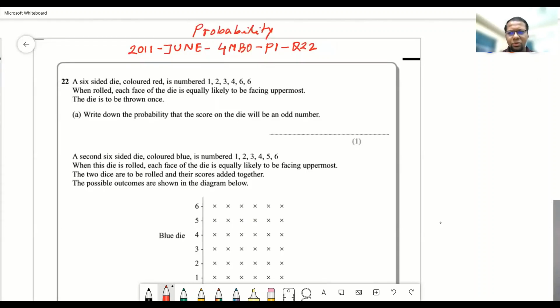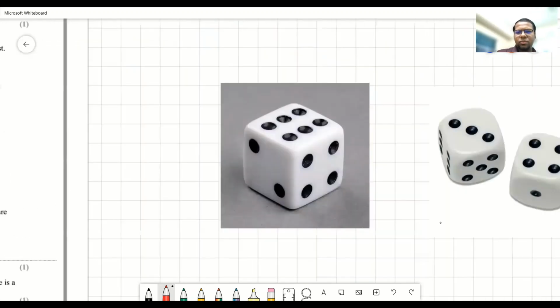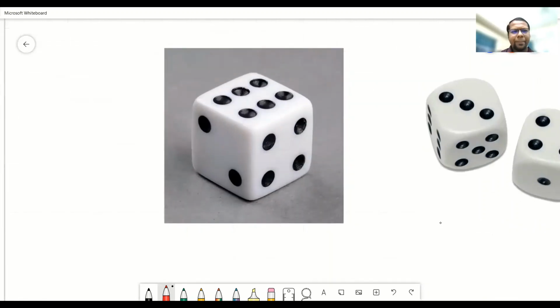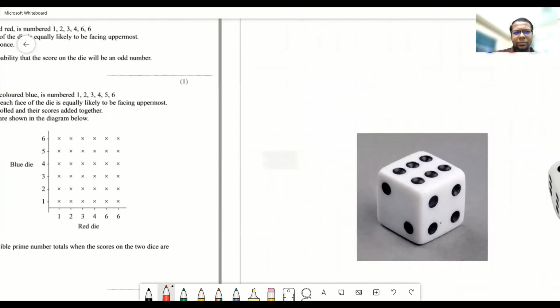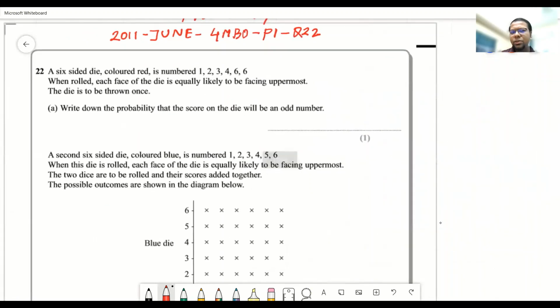Now everybody knows about a die, but still let me show it to you. This is a standard die. Now in the question, a 6-sided die colored red is numbered 1, 2, 3, 4, 6, 6. You have to be careful. Maybe you can think whether it should be 5 or not, why the 6 is repeated. Okay, no problem. It can be like that. When rolled, each face of the die is equally likely to be facing uppermost. So that means it's a fair die.